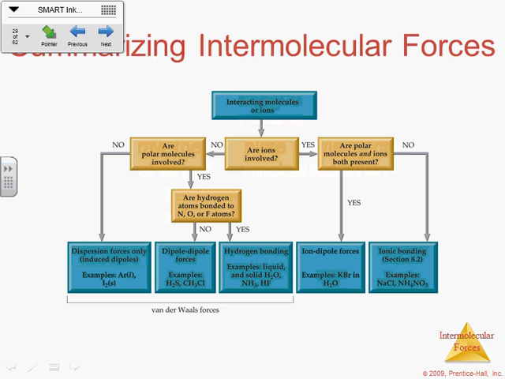Okay, so if we want to summarize this, here's a list of questions you can ask. First question, are ions involved? If the answer is yes, then you come over here: are polar molecules and ions both present? That's a situation like putting an ionic compound into water. Then you're going to have ion-dipole forces. If there are no polar molecules, if it's just ions present, then we've got ionic bonding.